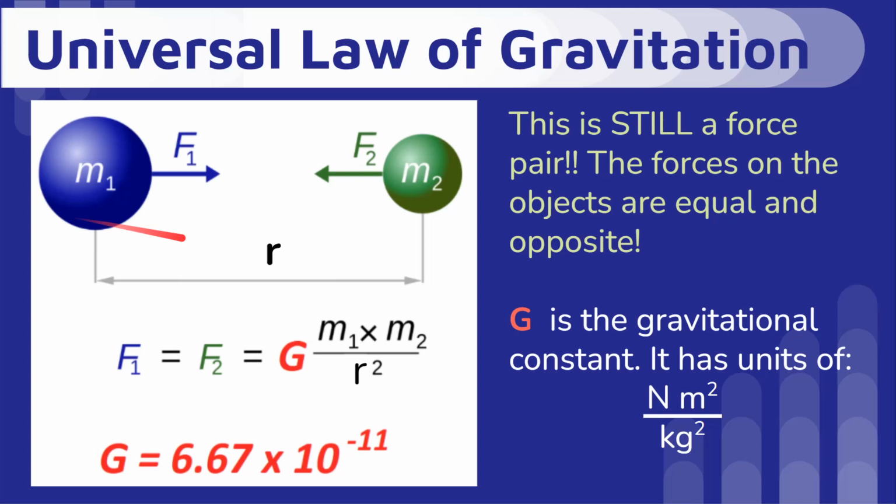But again, still a force pair. The forces are equal and opposite. You can see it diagrammed up here, M1, M2. Even though M1 is bigger than M2, the forces that exist between them are equal and opposite, just like between you and the Earth. Obviously, the Earth is a lot bigger than you are.